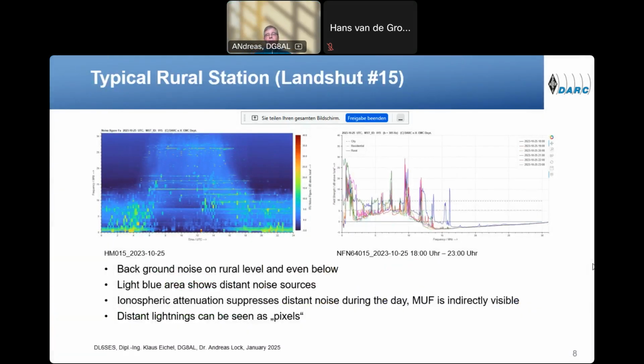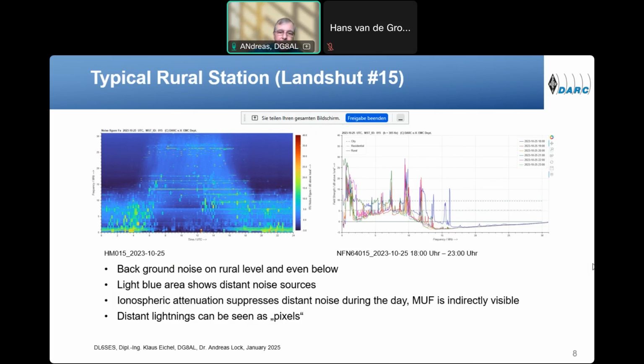So now I come to the results. The first ITU location is a rural station. We do not measure truly rural, because by definition there is no radio amateur, no human beings. So we have some stations placed at rural sites. One, and this is the quietest station, is Landshut, number 15.